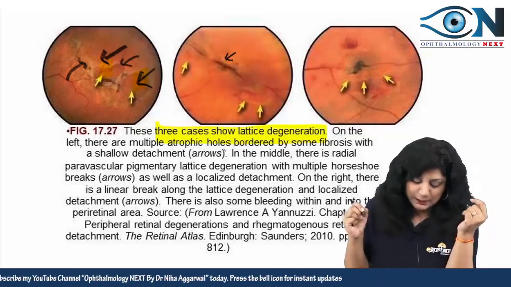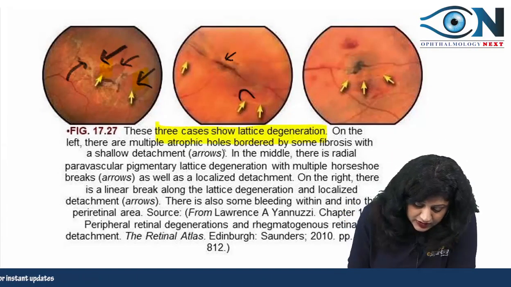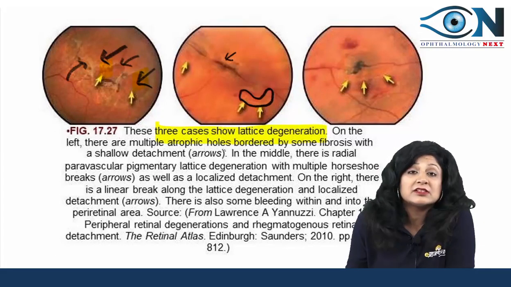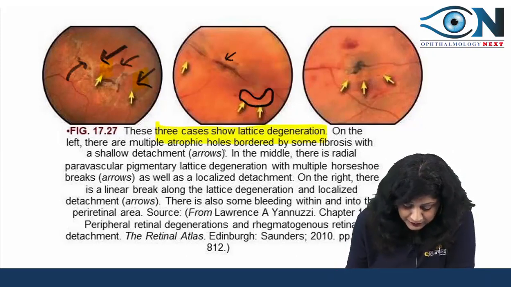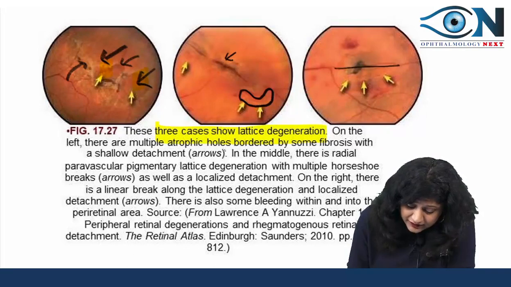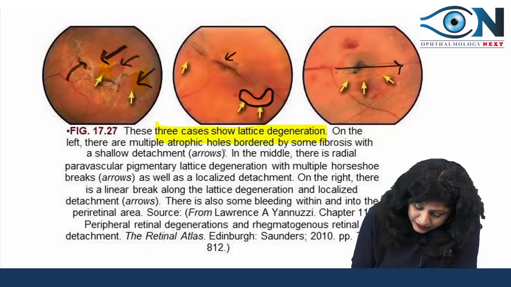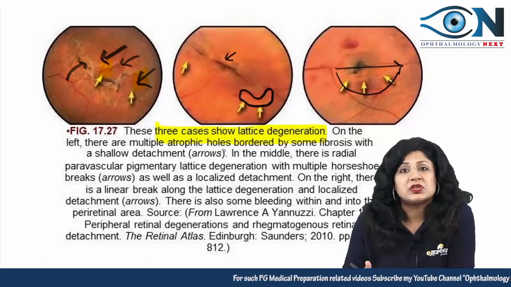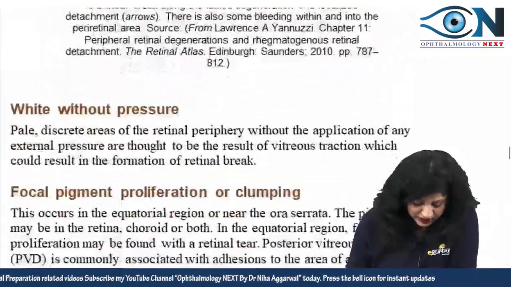So this is actually a pigmentary lattice degeneration, and what you are having, this one, can you see, this is your horseshoe retinal hole. Retinal hole most commonly is horseshoe shaped, and the most common quadrant is your supratemporal quadrant. And then you have got a linear break. Here you are having a linear break, and there is a detachment here along the arrows. You are having this detachment. So basically this lattice degeneration can have different kinds of associations, and it can lead to retinal detachment.